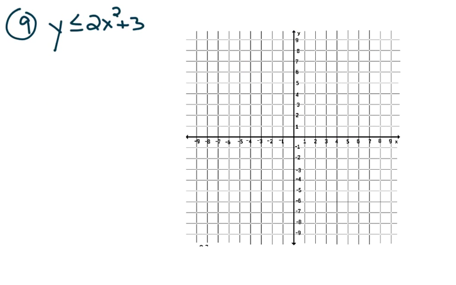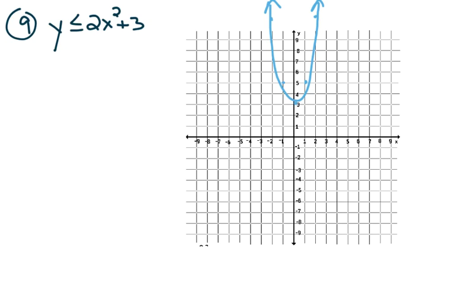Number 9 is a transformation on the parent graph x squared that's been moved up 3 and stretched vertically by a factor of 2. However, you can just plug this into your calculator to see that the vertex is at 0, 3. And then it goes through 1, 5 and negative 1, 5. And then it goes through 2, 11 and negative 2, 11. Since the inequality symbol is less than or equal to, the parabola should be solid and not dashed.